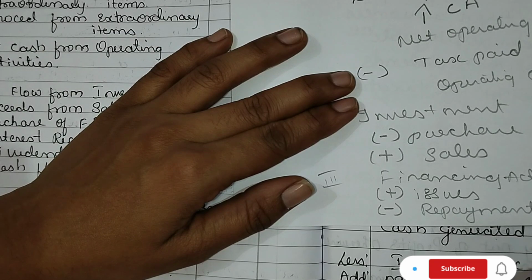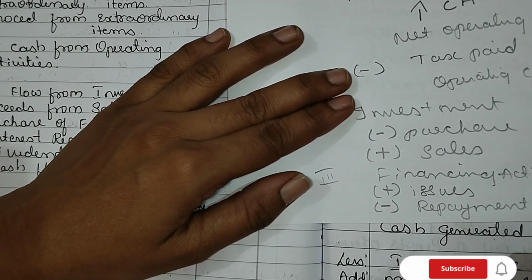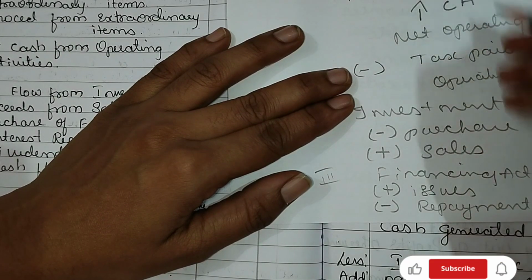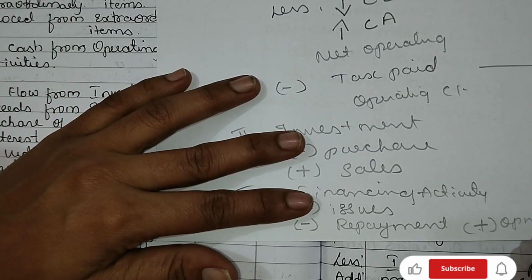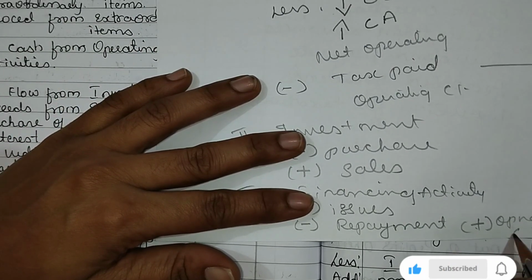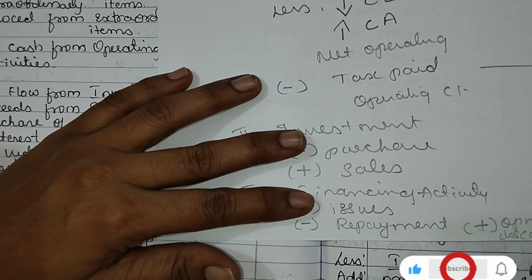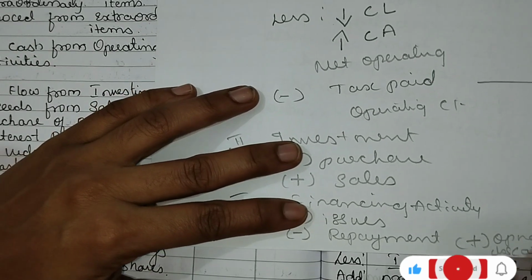Then you need to add the opening cash balance to the cash finally, whatever you have received from these activities. You have found, no, to that amount you need to add opening. Automatically you will get your closing cash balance. Closing cash balance. I hope you all understood.